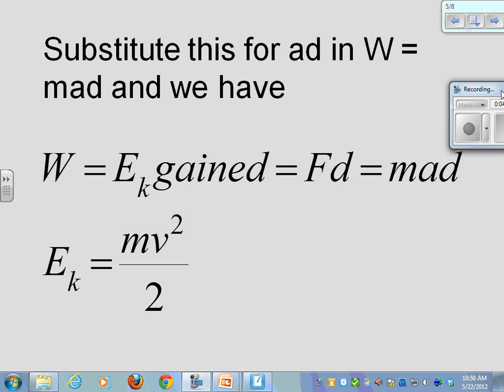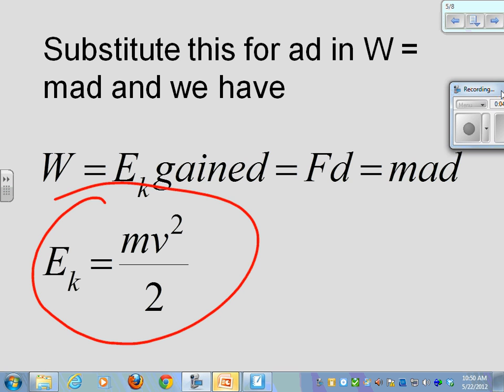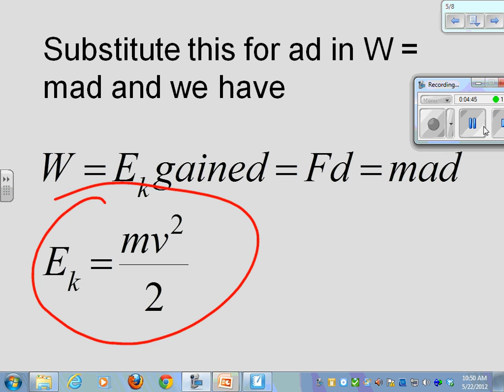It's one of the simpler formula derivations out there. The derivation is pretty simple, isn't it? It wasn't that hard. We're done. That's why kinetic energy is equal to MV squared over 2, or if you prefer, 1/2 MV squared.